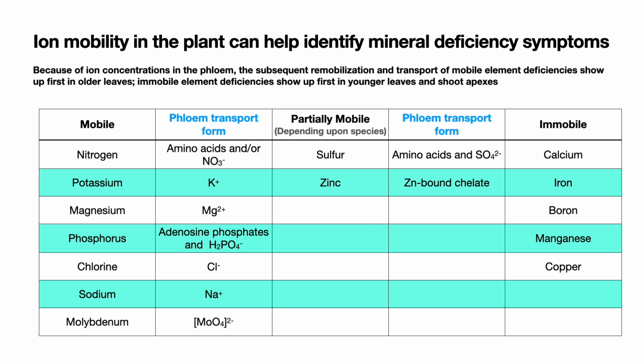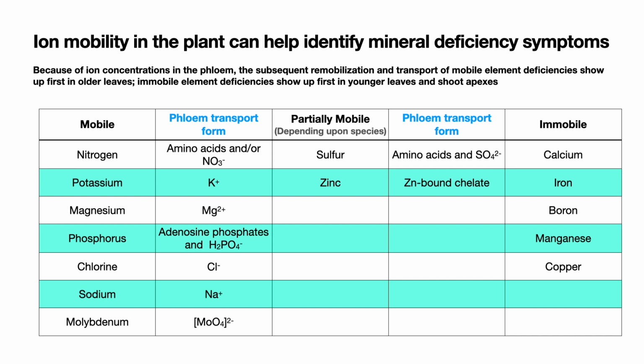Then we have a category of elements that are what I would call partially mobile, and it depends on the species. Some are able to transport them more readily than others. Sulfur fits into this category. So as a result, sulfur has a very similar look to its chlorosis as nitrogen does. And it's a general yellowing of the leaves, but it shows up primarily in the younger leaves first and not the older leaves. But again, this varies a little bit with species, so you have to be careful about identifying mineral deficiencies, and it's species dependent in many cases. Zinc is also one that is partially mobile.